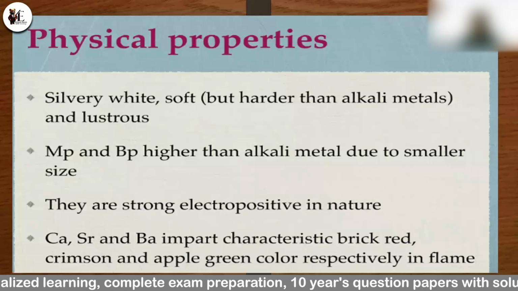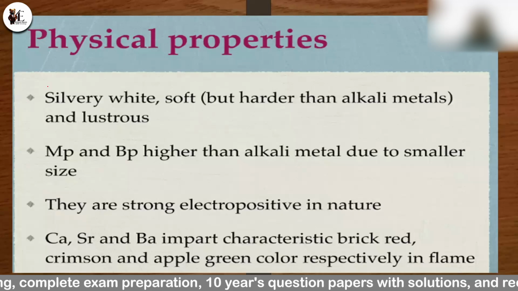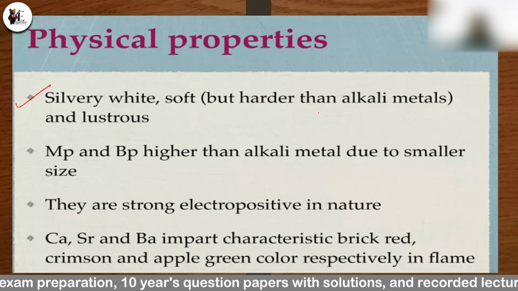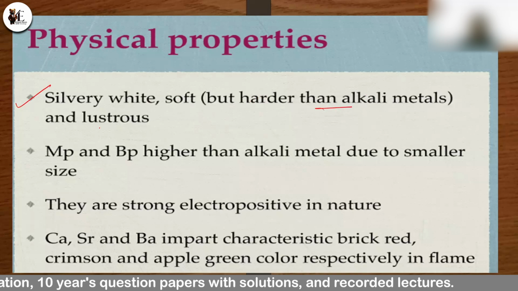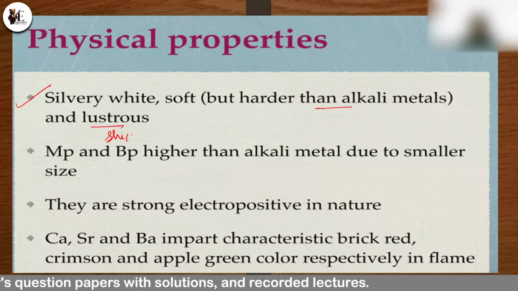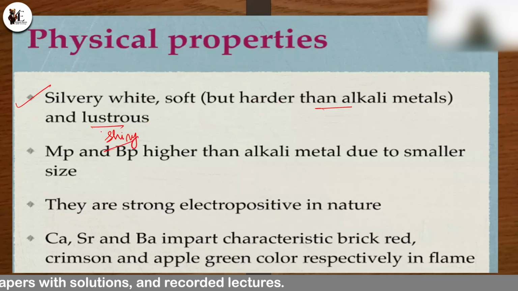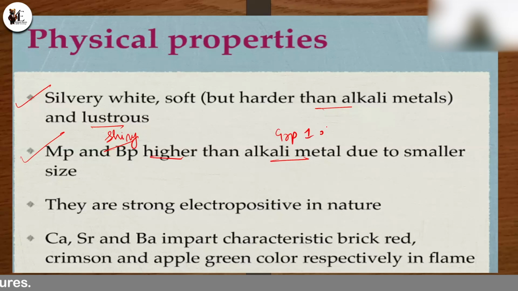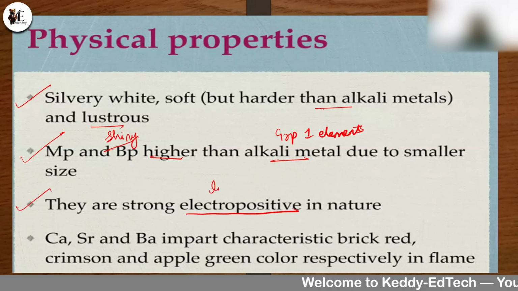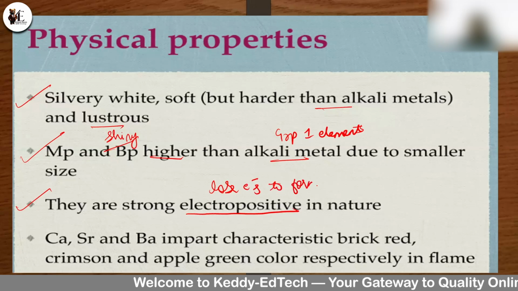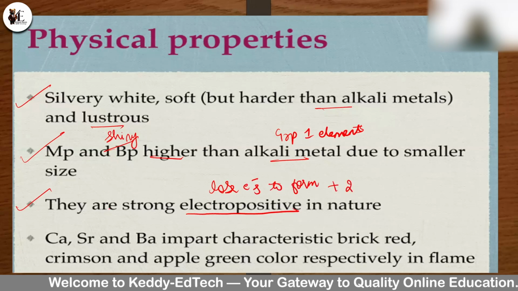So let us read about the physical properties. They are silvery white, soft, but harder than alkali metals, and they are lustrous. Lustrous means shiny. Their melting points and boiling points are higher than alkali metals. We are comparing with the group 1 elements. Why? Due to their smaller size. They are strongly electropositive in nature. Electropositive means they readily lose electrons to form plus two ions.